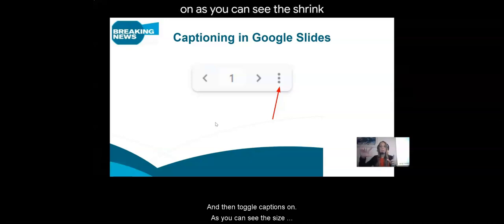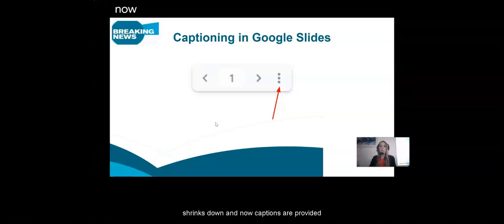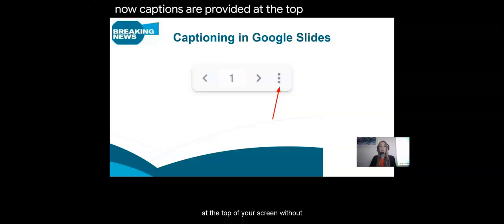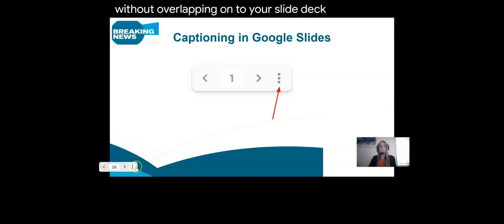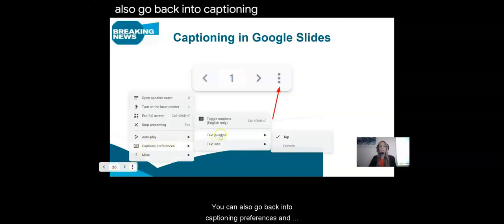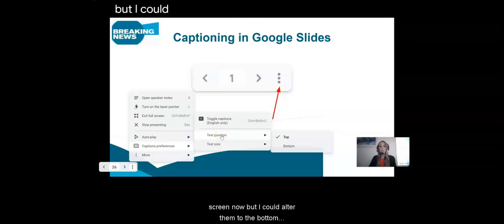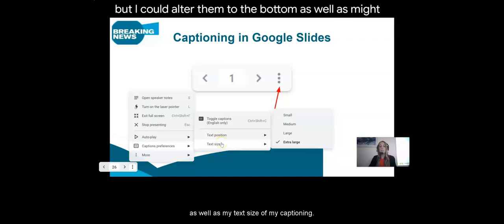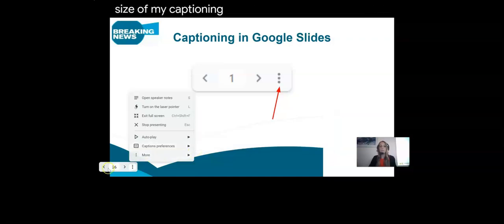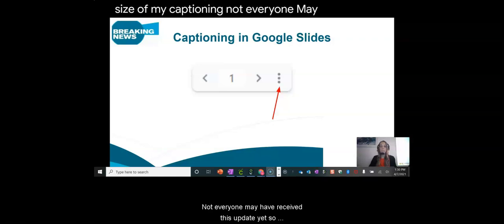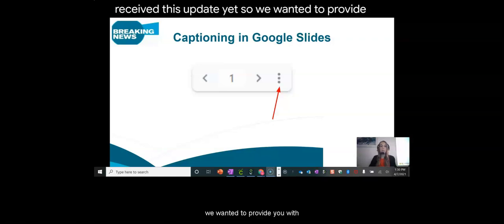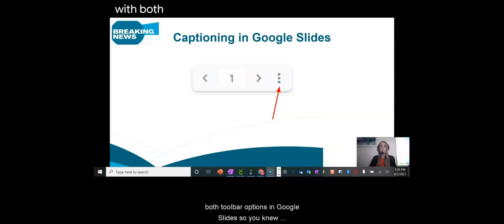As you can see, the size shrinks down, and now captions are provided at the top of your screen without overlapping onto your slide deck. You can also go back into captioning preferences and adjust your position. So they're at the top of my screen now, but I could alter them to the bottom, as well as my text size of my captioning. Not everyone may have received this update yet, so we wanted to provide you with both toolbar options in Google Slides so you knew how to activate captions regardless of which toolbar you have.